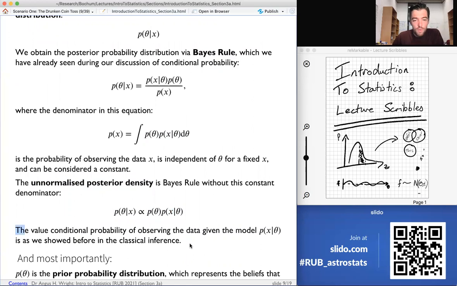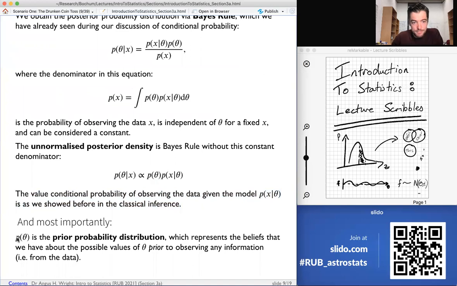As I said before, the value of this thing, this P of x given theta, is the classical likelihood that we saw last slide. What we're doing here is taking the classical likelihood and inverting the conditionality, from the data conditioned on the model to the model conditioned on the data.